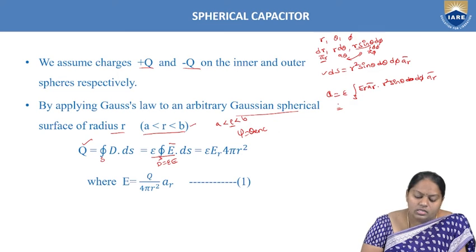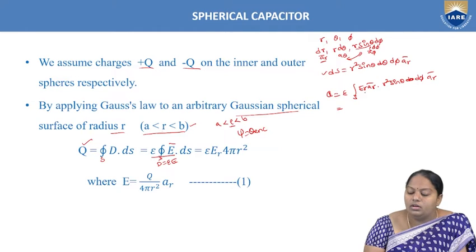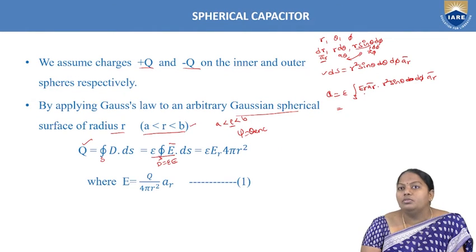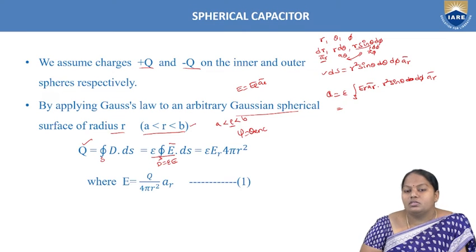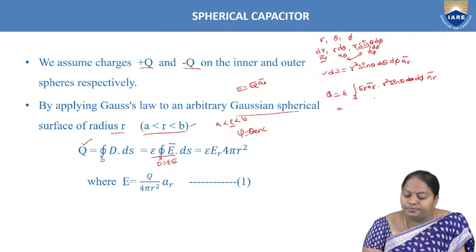Why ER? Because the electric field intensity E is considered with respect to the radius r, with the component given by ER into AR. Previously we considered E as E rho into A rho, because there we considered a cylindrical capacitor. Now it is spherical, hence the radius is given by the variable r, and E is replaced by ER into AR.